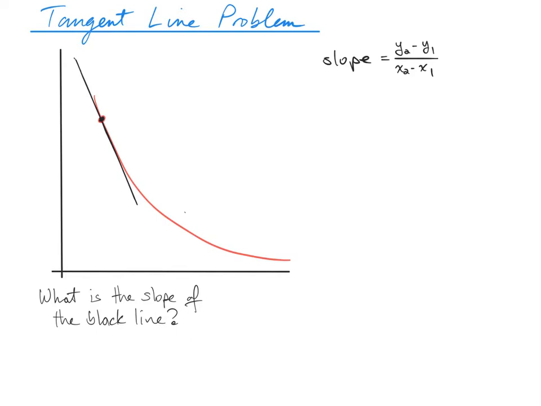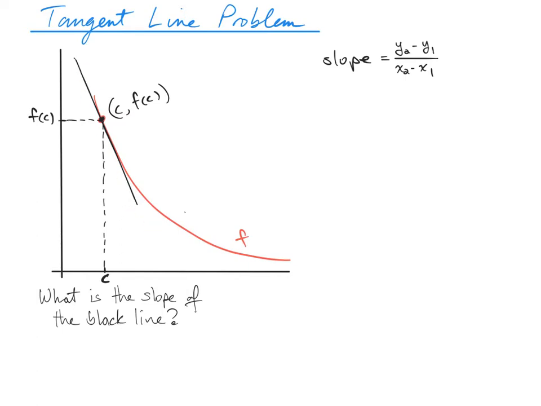So let's give this point over here some coordinates. Since we don't have anything very specific about this graph, we can call this point c, f of c. And that is because this red curve here is the function f. So I already mentioned that we need to use the slope of a secant line to estimate the slope of the black line over here.